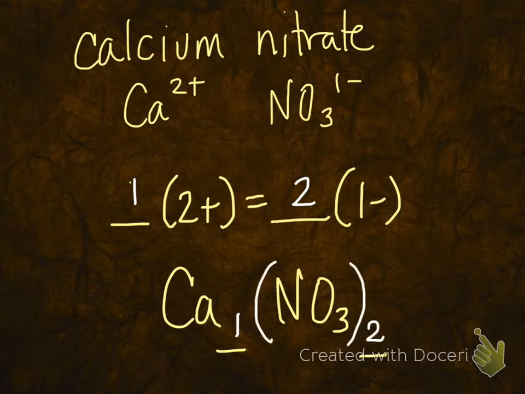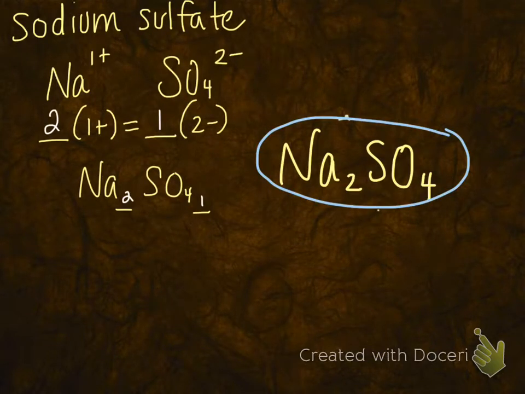We use parentheses to distinguish that we mean that it's 1 calcium ion to 2 nitrate ions, and we have to use those parentheses anytime we have a compound that shows more than one of the polyatomic ions. In a case like this, you're more than welcome to do that, but you don't have to. People might laugh at you when you go on in chemistry, but that's okay.